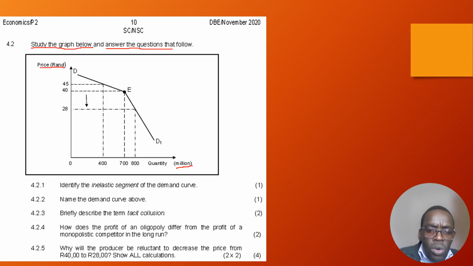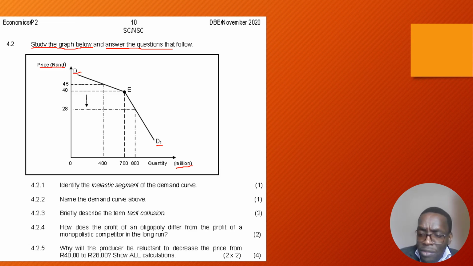Okay, so in this case, we would also understand that this one is a kinked demand curve. Why am I saying it's a kinked demand curve? Because I have two demand curves. I have this side that is indicated D1, and I have that demand curve there that is indicated D.